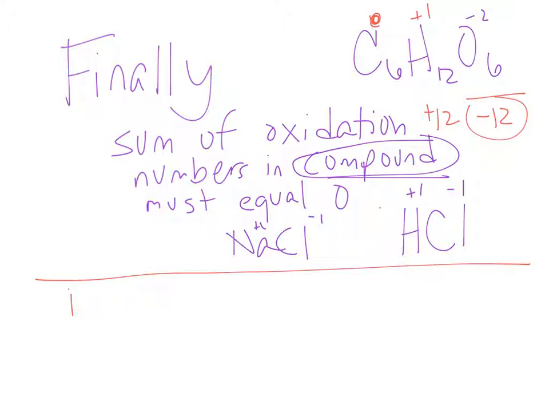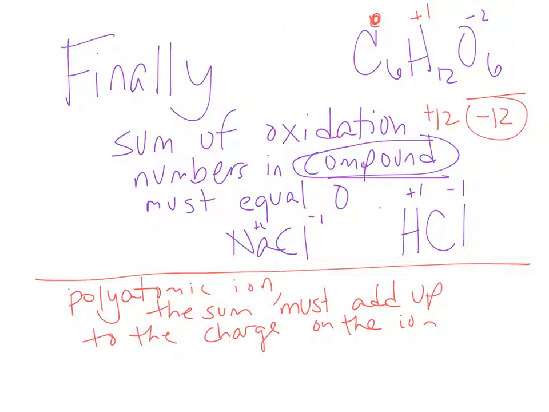Now, in a polyatomic ion, the sum of all the oxidation numbers in a polyatomic ion must add up to the charge on the ion. And the example on your paper is the hydronium ion, H3O+. So again, oxygen in this case is going to have an oxidation number of minus 2. And so if we need the whole thing to add up to plus 1, and you have minus 2 here, then the hydrogen is going to have to be plus 1, because 3 times plus 1 is plus 3, and plus 3 plus minus 2 equals plus 1, which is the charge on the ion.